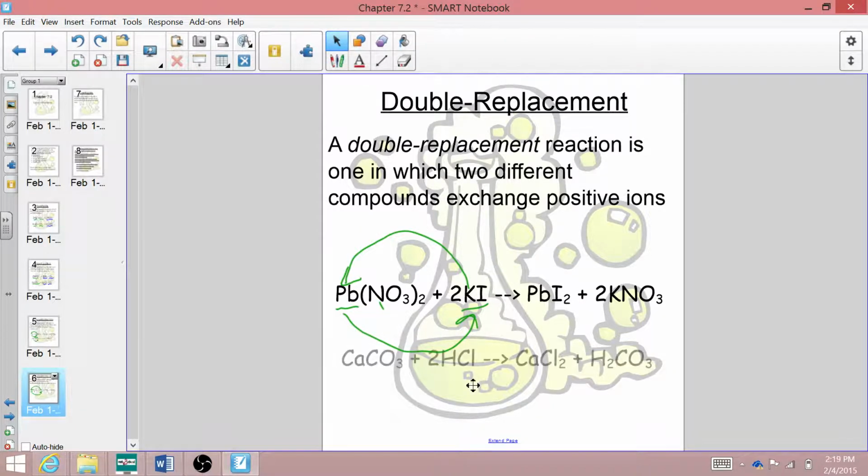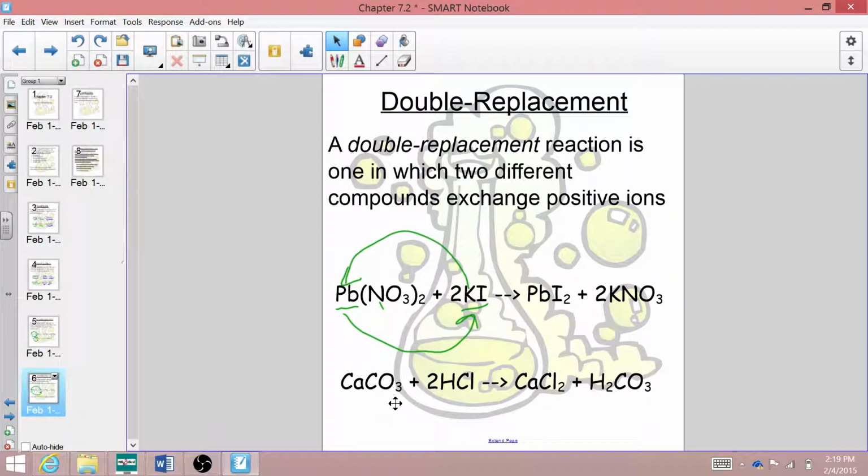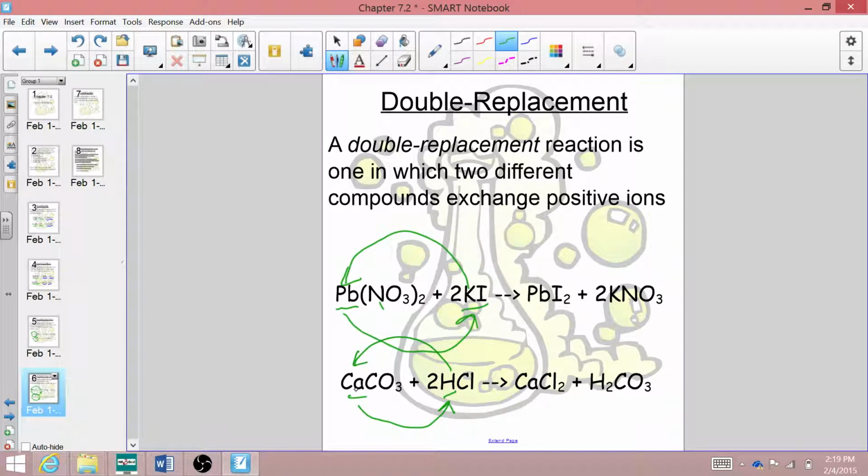Another example of this is CaCO3 and HCl. So again, the positive ions, Ca and H, are going to flip-flop, replace each other. So we get CaCl and HCO3. Now, it doesn't come out even when you do the math. We don't have just one hydrogen here replacing one calcium. We end up having two hydrogens. But the important thing is that the positive ions are replacing each other in these compounds.